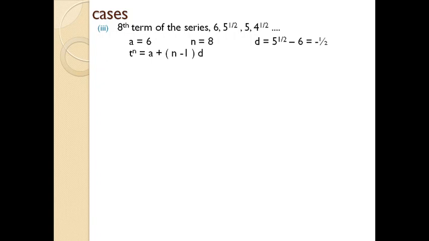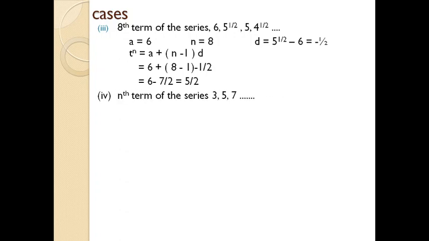And d, be cautious: while finding d you need to subtract the first number from the second number, then you will get minus 1 by 2. By applying the same values in the equation you will get the value 5 by 2.